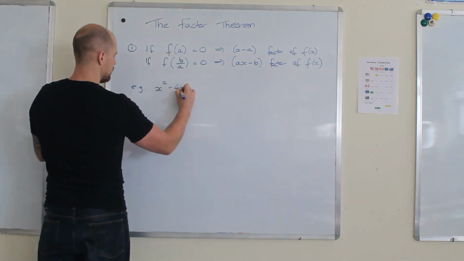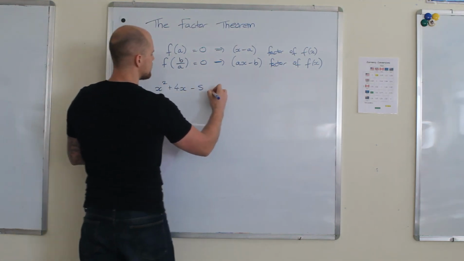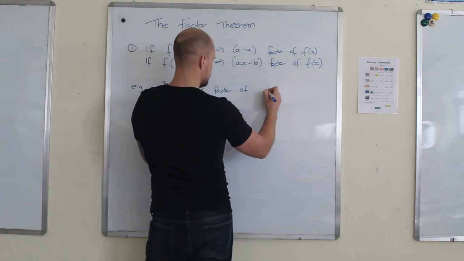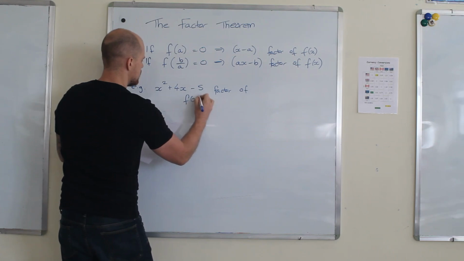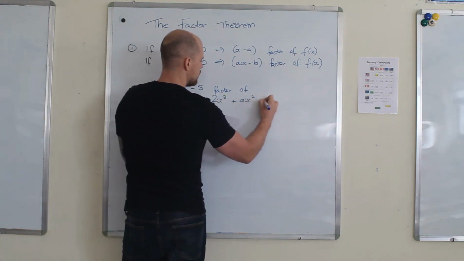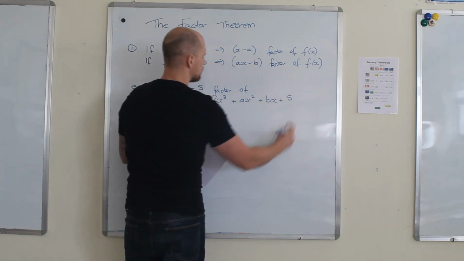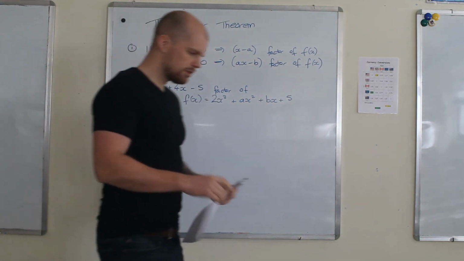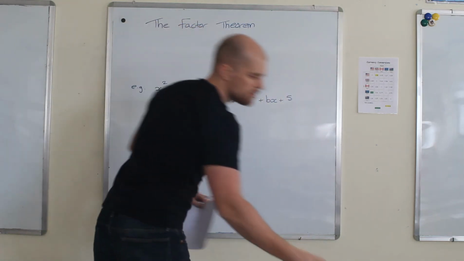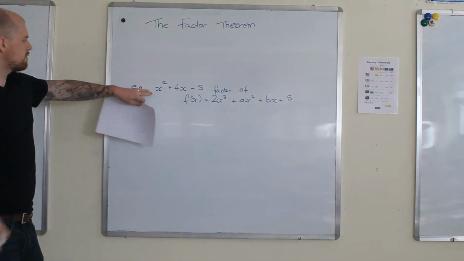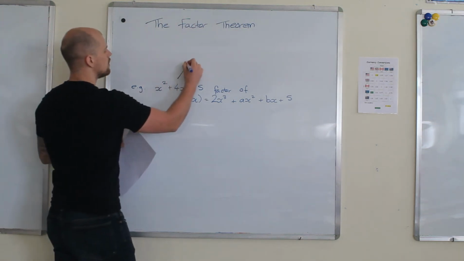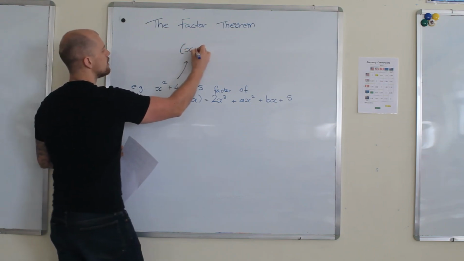X squared plus 4x minus 5 is a factor of, so we'll take f of x is 2x cubed plus ax squared plus bx plus 5. Now, I'm just going to rub the top bit out. What I'm going to do first of all is, I don't know what the individual linear factors are yet, but I could factorize this.